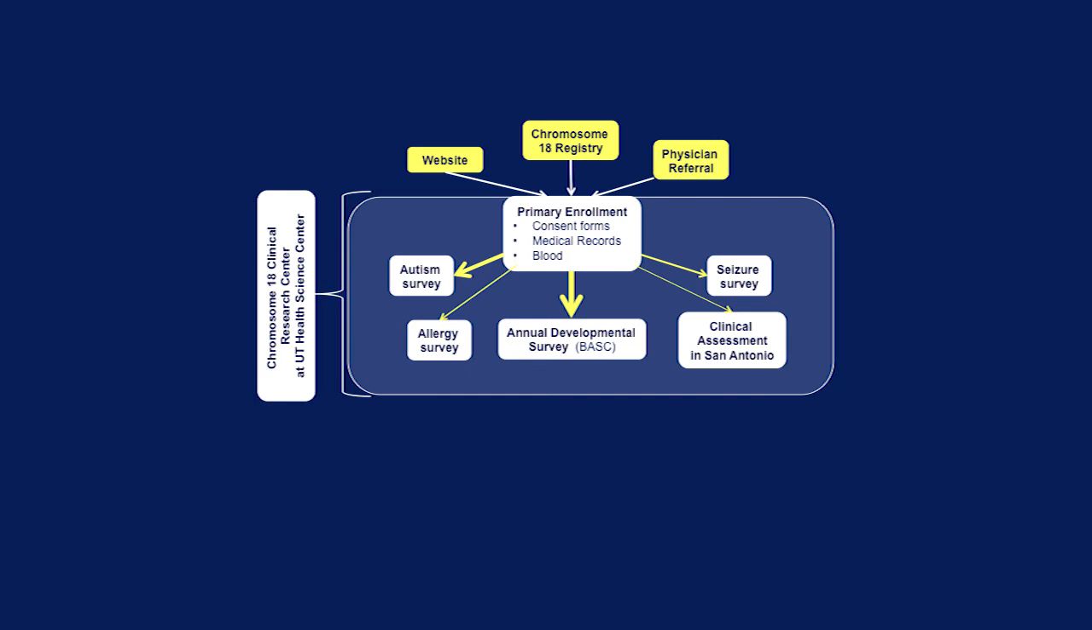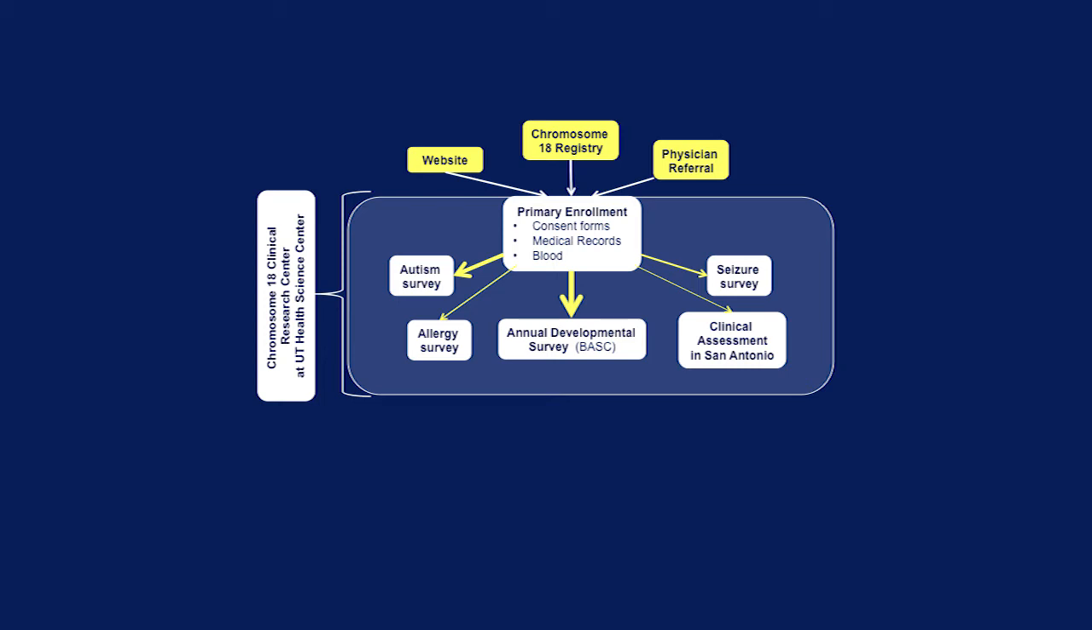The first thing any family has to do in order to be a part of the research study is to complete the primary enrollment. You can't participate in any of the surveys or clinical evaluations until you've completed the primary enrollment. This includes signing consent forms and sending copies of medical records. Once we have those things, we will send a blood kit for the collection of blood from the child and both biological parents. At this point, every family will get a unique study number and then be eligible, but not required, to participate in other projects, such as surveys or clinical evaluations.